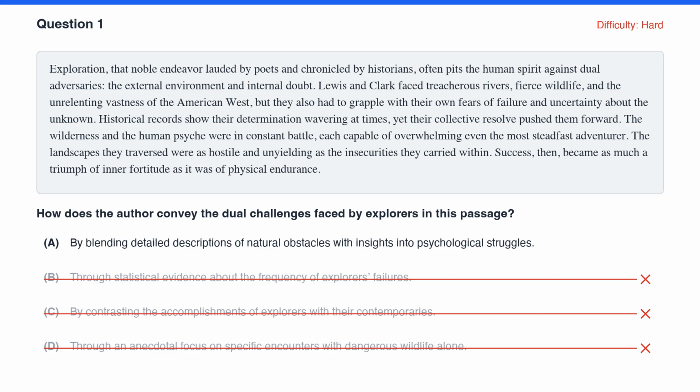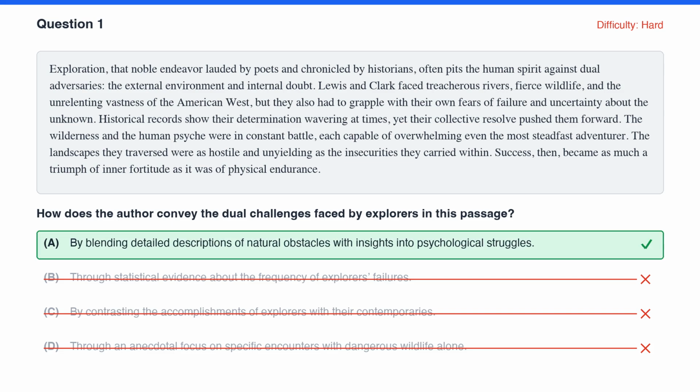Wildlife is mentioned only briefly alongside rivers and vastness, and the passage is not built on isolated anecdotes about animal encounters. Choice A fits precisely. The author pairs vivid external imagery, like treacherous rivers and the unrelenting vastness of the West, with internal observations about wavering determination and inner fortitude. That blend of natural obstacles and psychological struggle is exactly the dual challenge the passage builds toward.